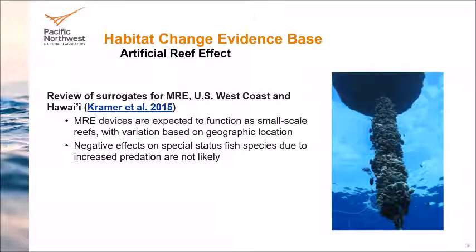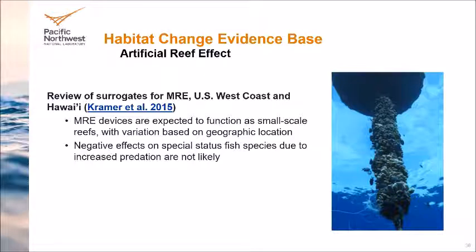So any structure in the marine environment, including an MRE device, has the potential to be colonized by fouling organisms and then act as an artificial reef by attracting fish and other mobile animals. This literature review shown here provides a comprehensive look at devices and structures that are comparable to MRE devices to understand and predict possible artificial reefing effects, specifically across the US West Coast and Hawaii.